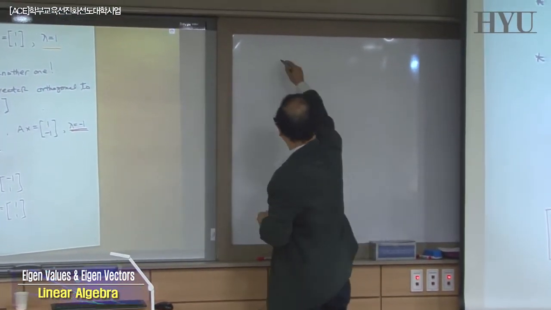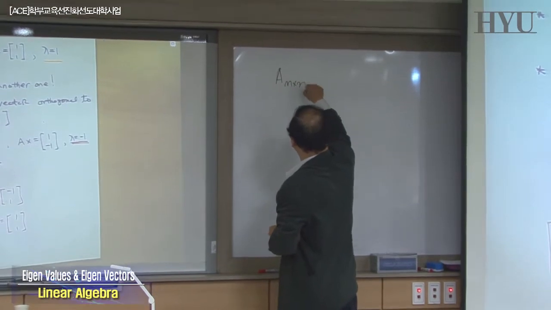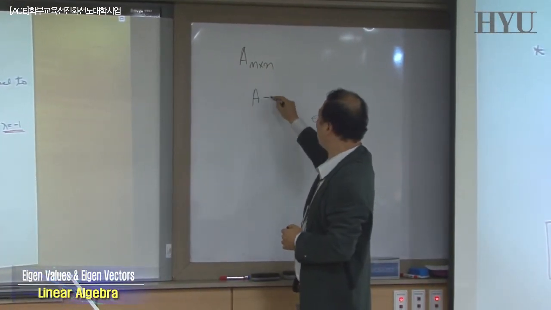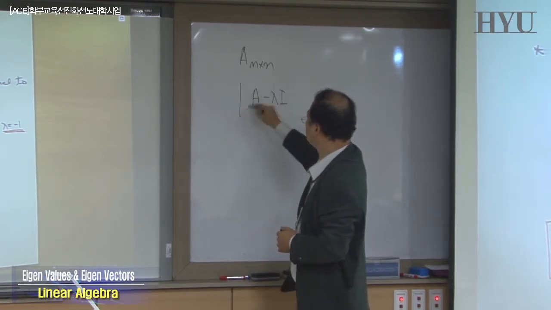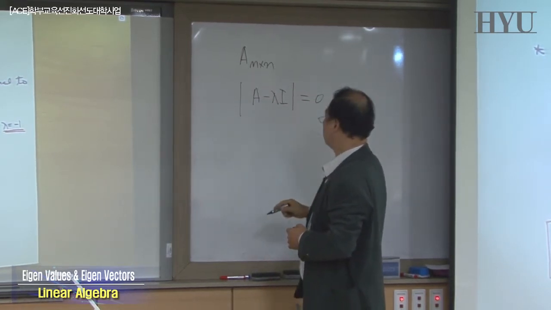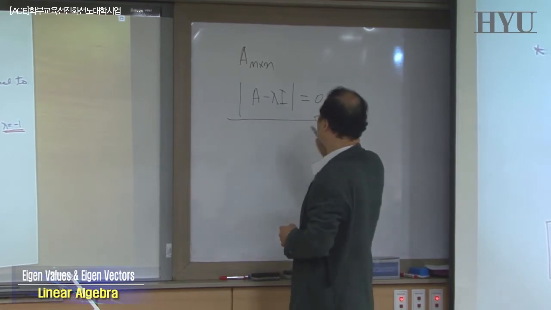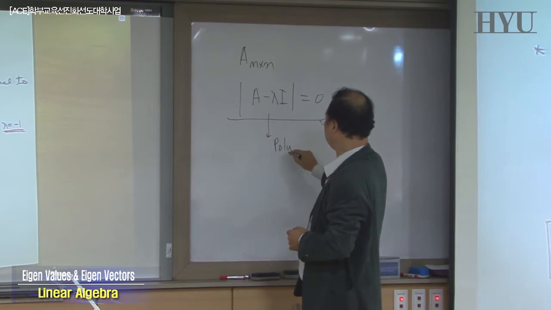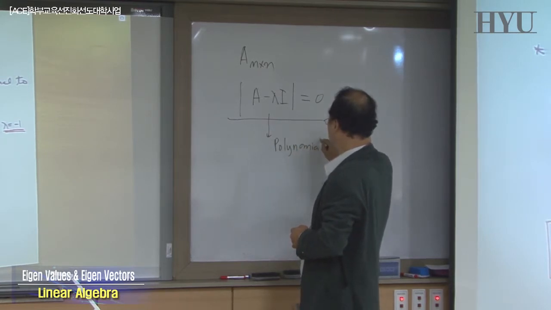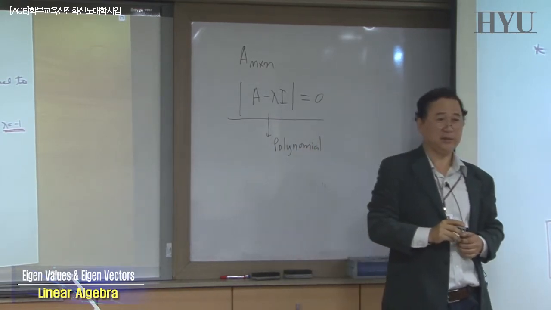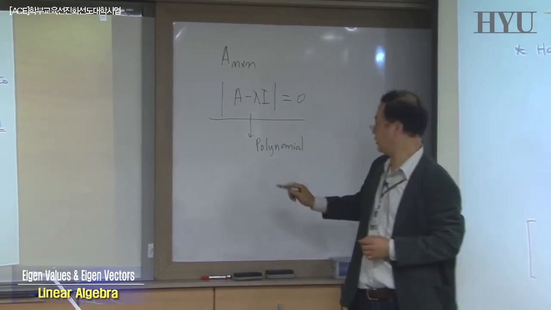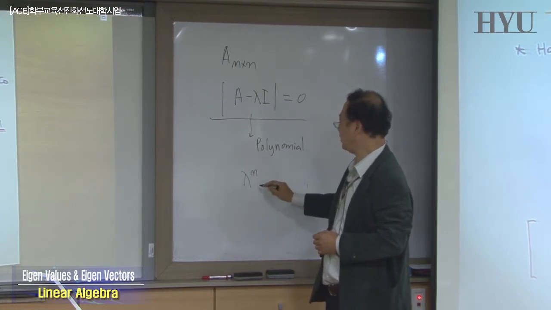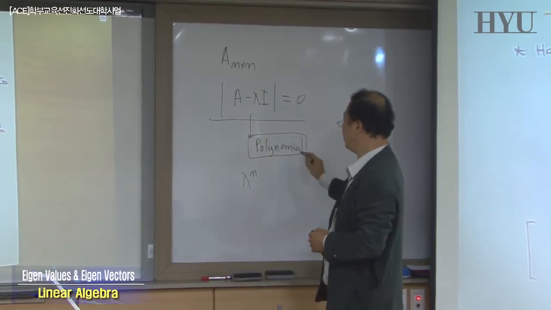Let's just think about it. A is an n by n matrix, right? Then we try to compute the determinant of A minus lambda I. When you compute it, this becomes a polynomial, right? You know what polynomial means, right? Like this is basically whatever lambda to the n. So this is more or less a polynomial. Its degree is n.